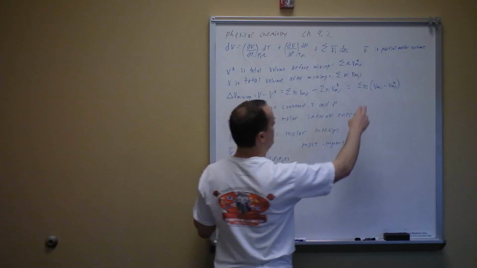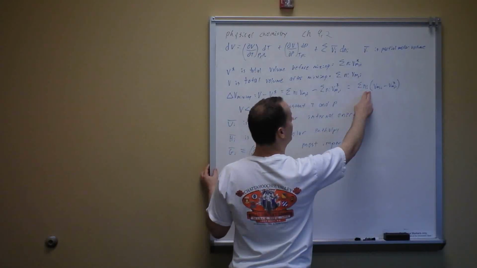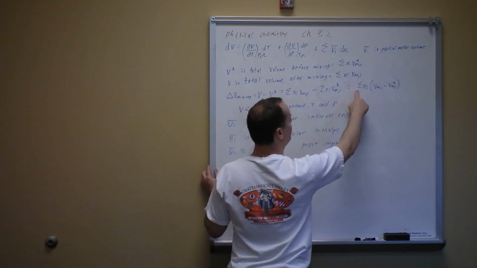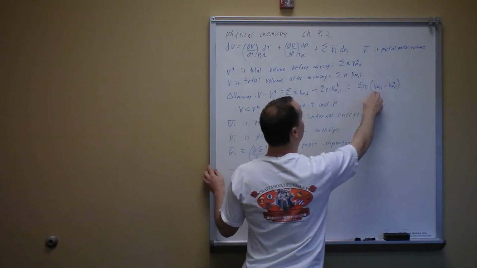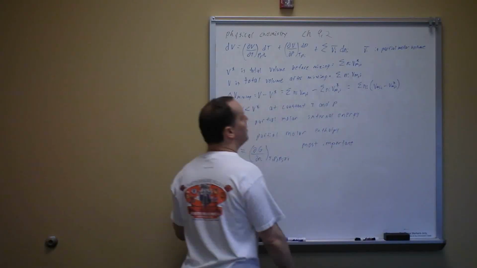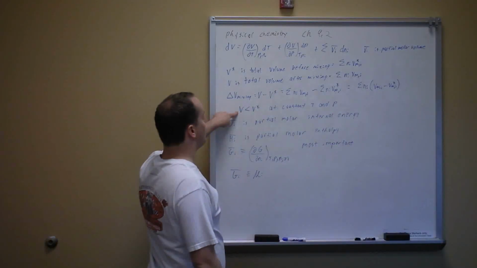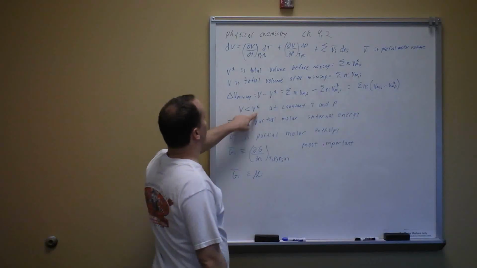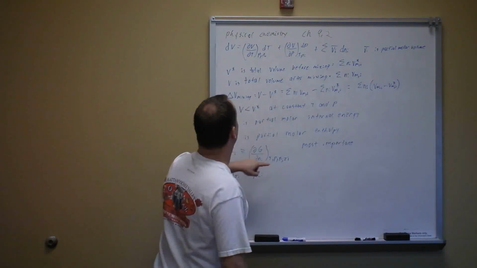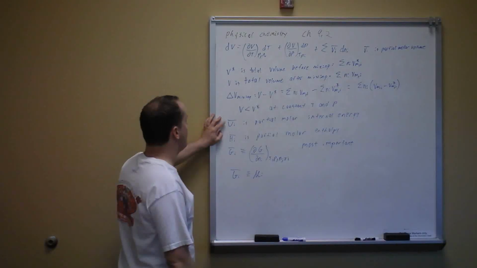Star is unmixed. We can factor out the Ni from those two then and say that the change in volume from mixing is just equal to the sum of the Ni times the molar volume of I mixed minus the molar volume of I unmixed. Now remember, we said before that volume is less than V star, but that's only if you're at constant temperature and pressure, so be careful with that.